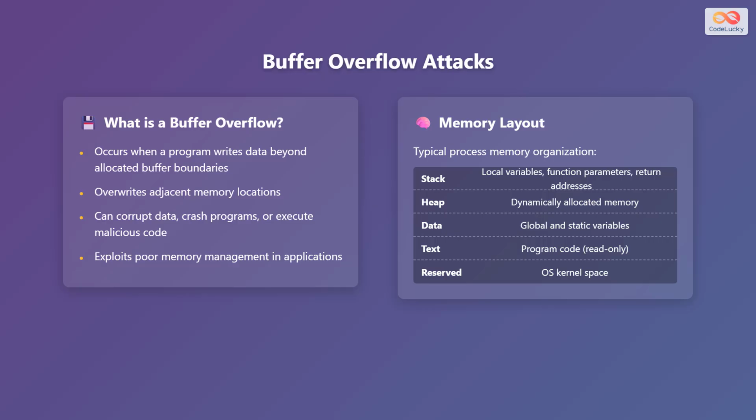To understand this better, consider a typical process memory organization. It includes sections like stack, heap, data, and text. Stack is used for local variables, function parameters, and return addresses. Heap is used for dynamically allocated memory. Data is used for global and static variables. Text is used for the program code, which is read-only. A reserved section is there for the operating system kernel space.